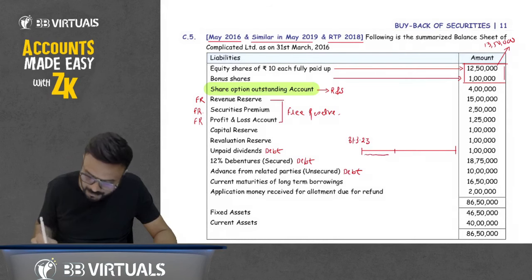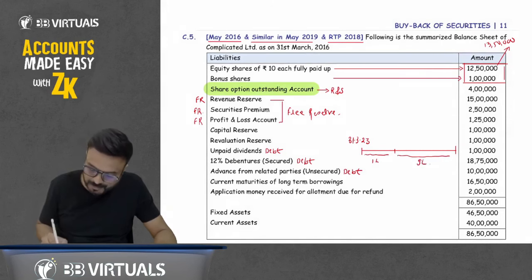Here, the amount which is payable in 1 year, suppose 1 lakh rupees I am liable to pay, and in the next 9 years I am liable to pay 9 lakh. So this is current maturity of long-term borrowing.